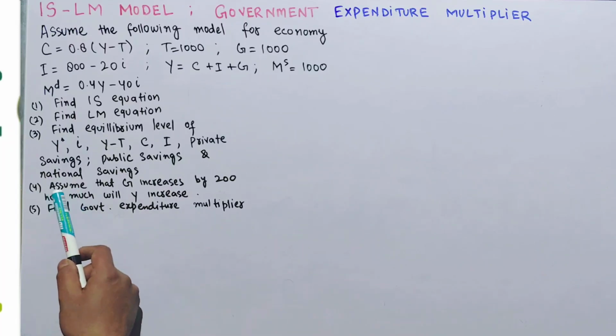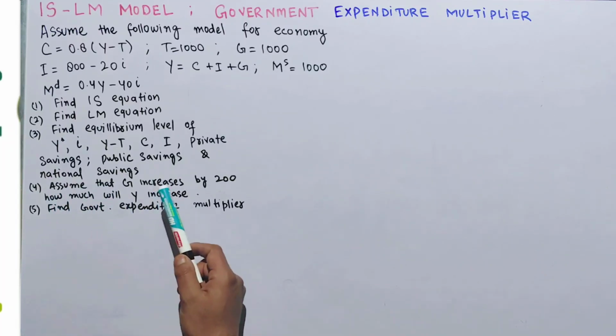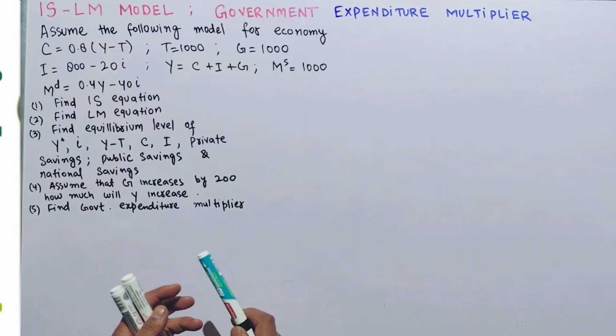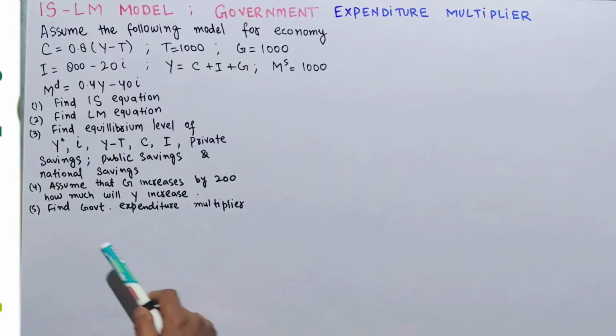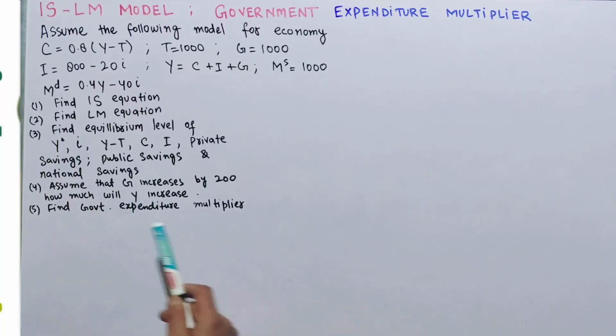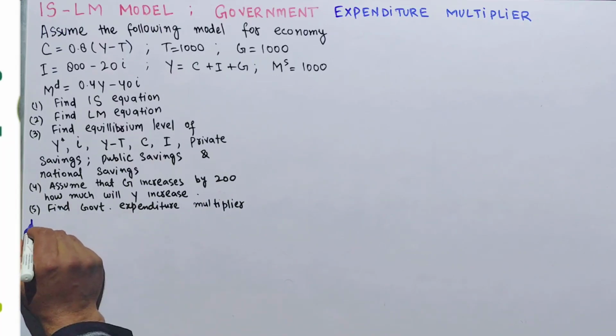And also assume that the government expenditure increases by 200. We need to find the change in the national income, that is the increase in y, and also to calculate the government expenditure multiplier. Okay, so let's go one by one, and first let us find the IS equation.